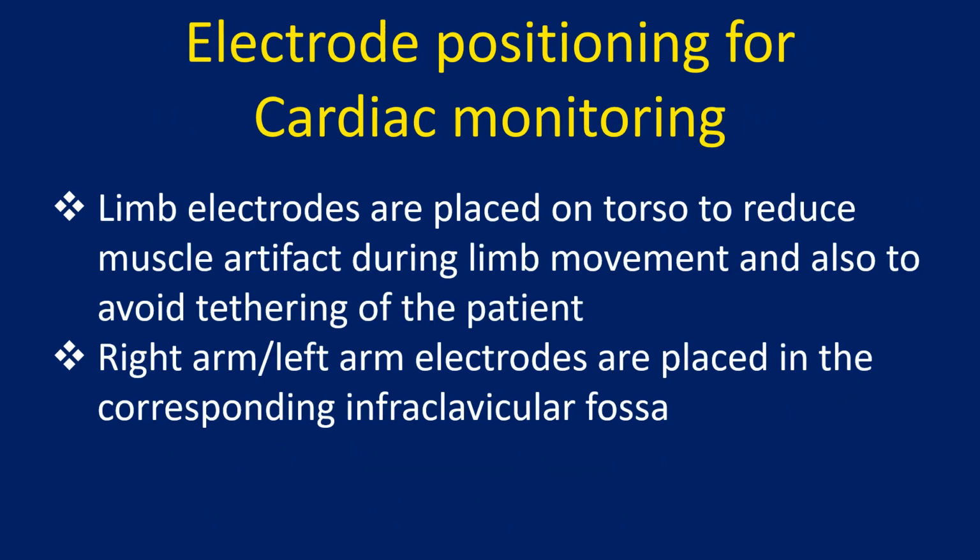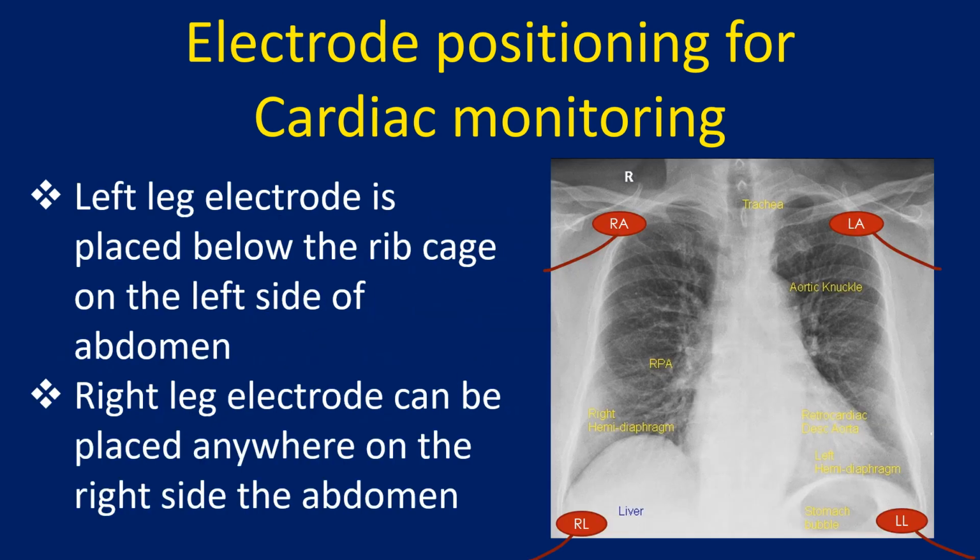Limb electrodes are placed on the torso to reduce muscle artifact during limb movements and also to avoid tethering of the patient. Right arm and left arm electrodes are placed on the corresponding infraclavicular fossa. Left leg electrode is placed below the rib cage on the left side of the abdomen. Right leg electrode can be placed anywhere on the right side of the abdomen.